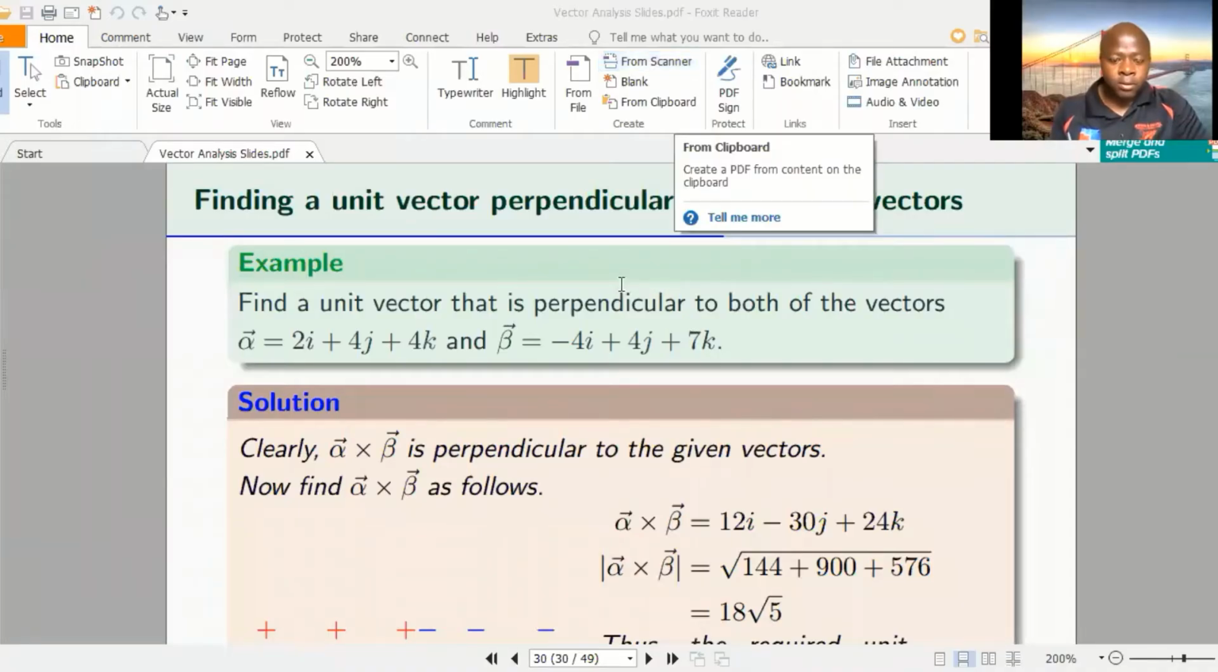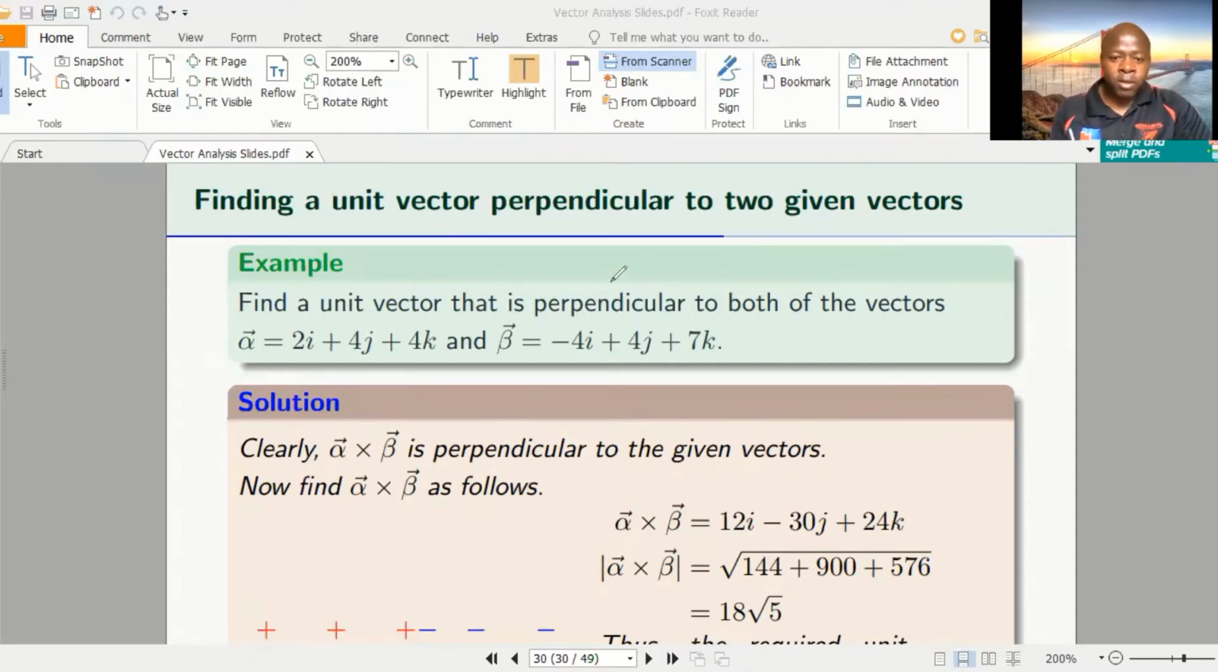Welcome to my channel. Today we look at how to find a unit vector that is perpendicular to two given vectors. We did the same using the dot product in our earlier videos, but today we want to use the knowledge of the cross product.